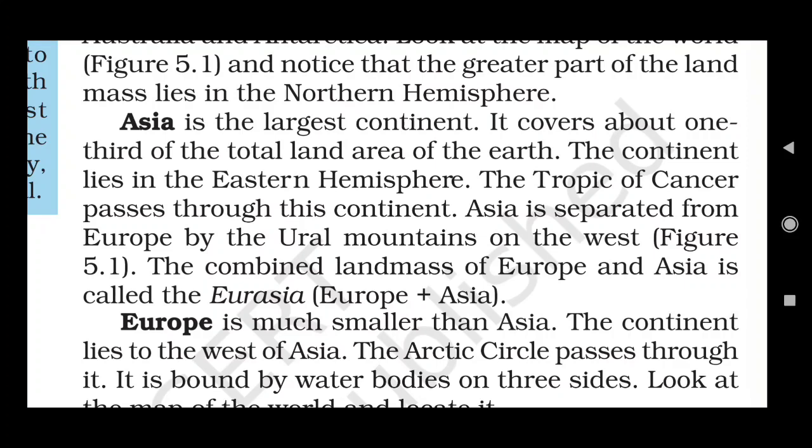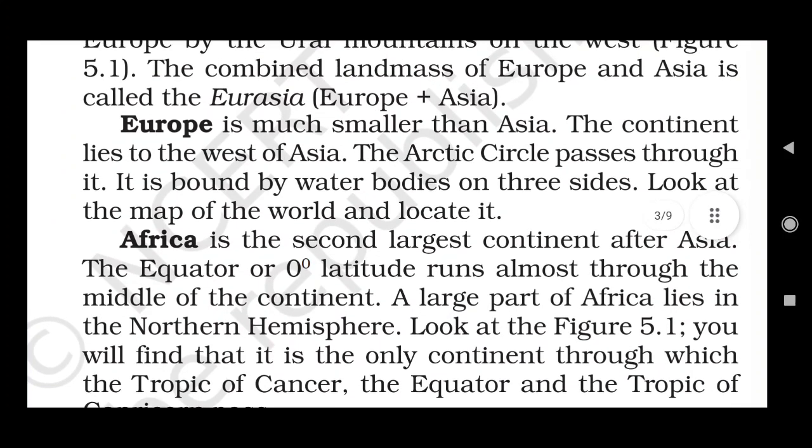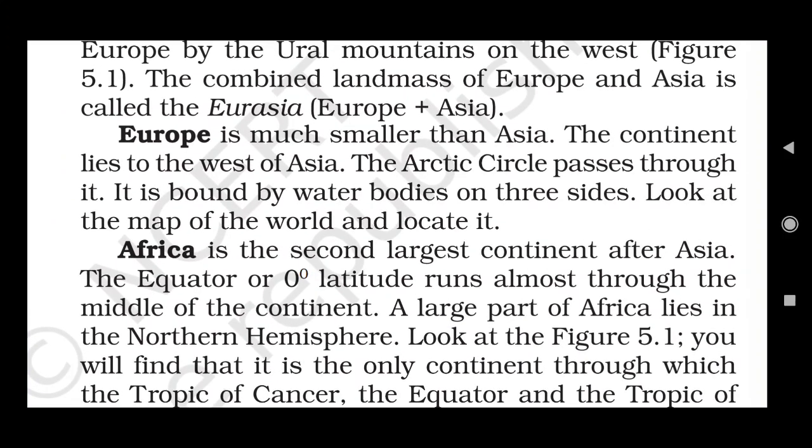Europe is much smaller than Asia. The continent lies to the west of Asia. The Arctic Circle passes through it. It is bound by water bodies on 3 sides. Look at the map of the world and locate it. Africa is the second largest continent after Asia. The equator or 0° latitude runs almost through the middle of the continent. Important point: a large part of Africa lies in the northern hemisphere.